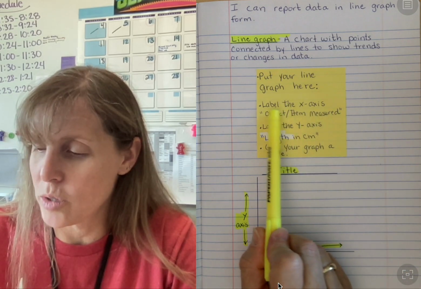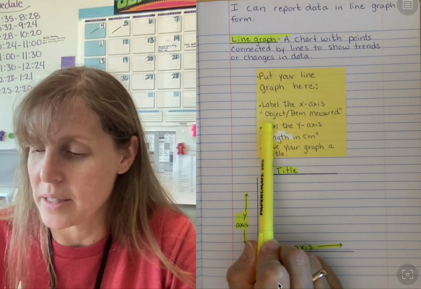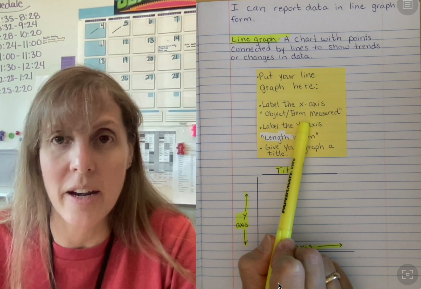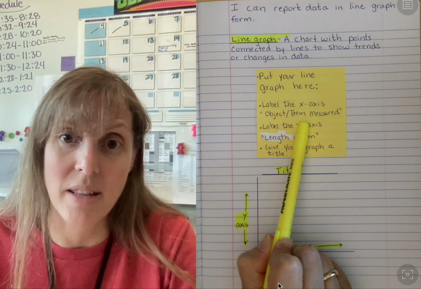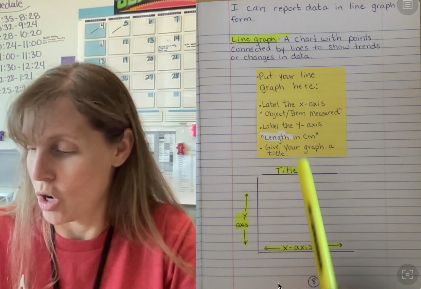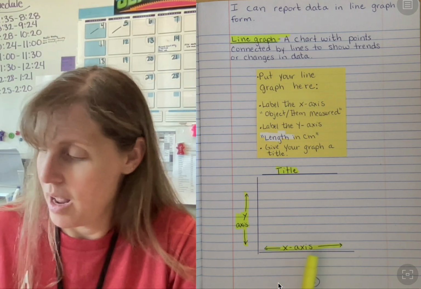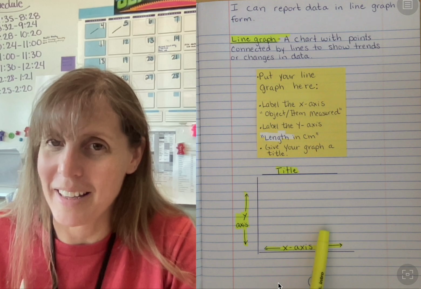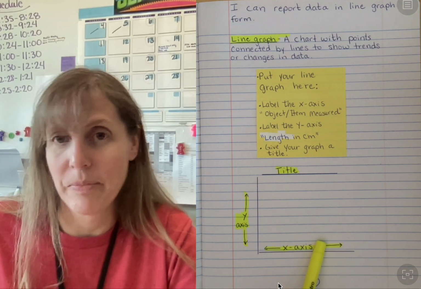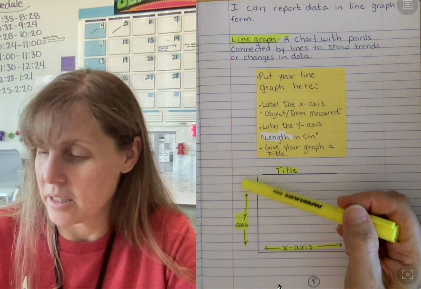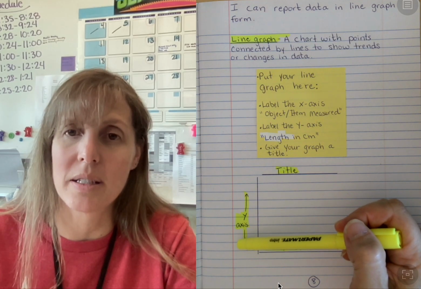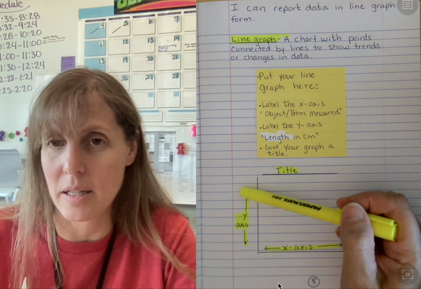I will expect you to label the x-axis with a label that says object or item measured. You actually need to write that. Don't just label the x-axis like x-axis. Actually label it object or item measured. When you label your y-axis, I want you to label this with a label that says length in centimeters.